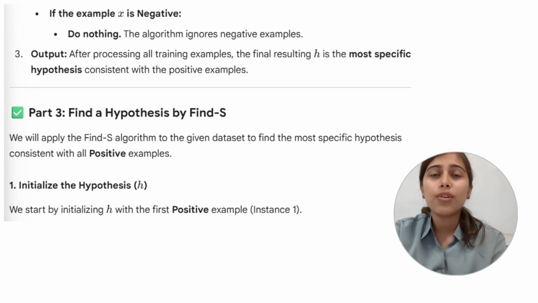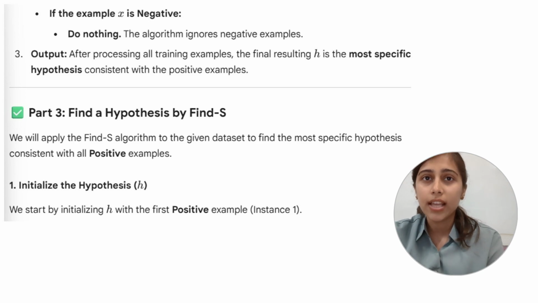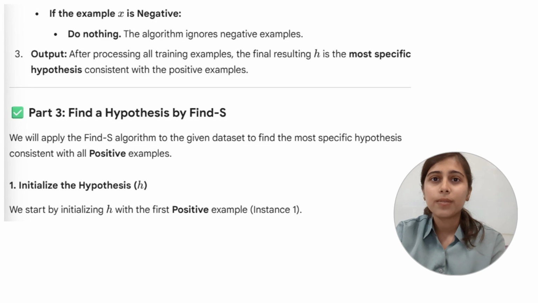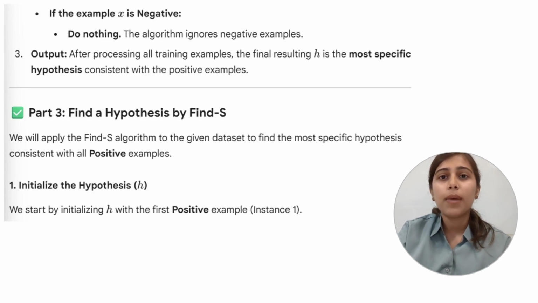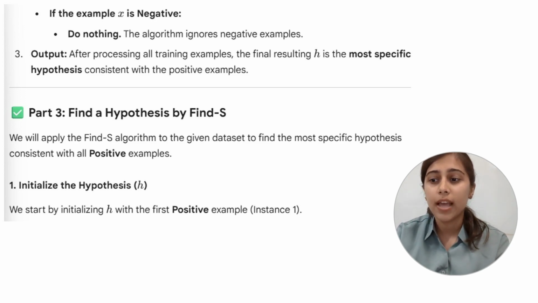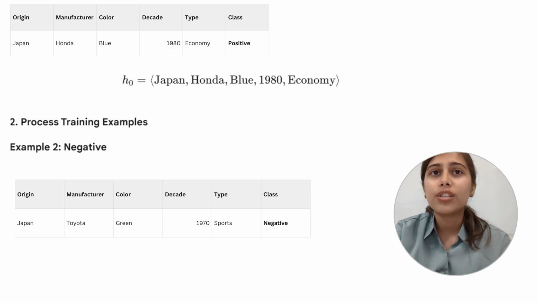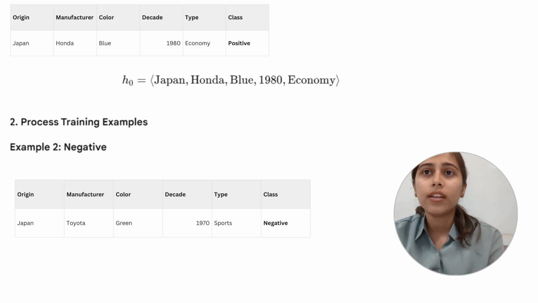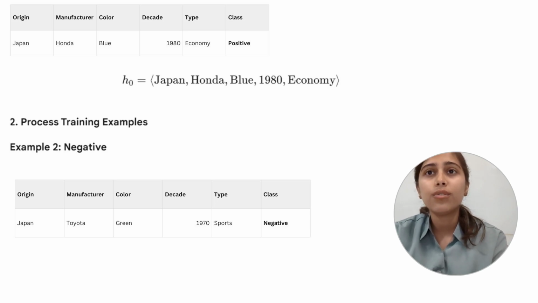So we are going to solve an example based on the Find-S algorithm. We will apply the Find-S algorithm to the given dataset to find the most specific hypothesis consistent with all positive examples. First, we will start by initializing H with the first positive example. So we have 5 attributes: origin, manufacturer, color, decade and type, and we have a class which has the values positive or negative. We will consider only the positive values. We will discard the negative values. The negative value does nothing.